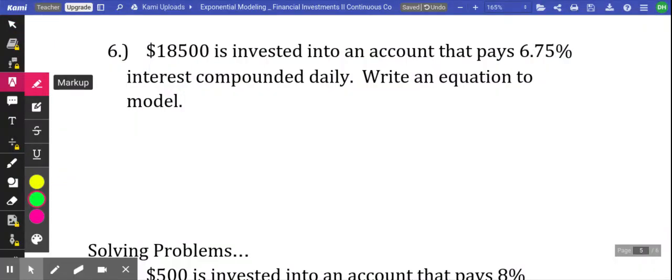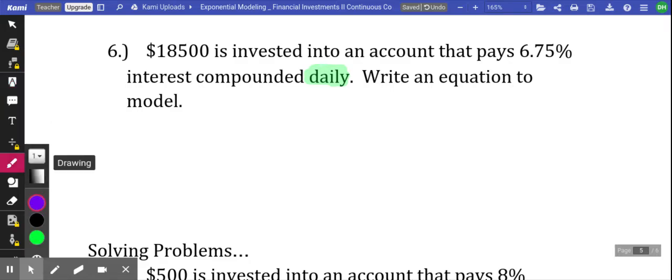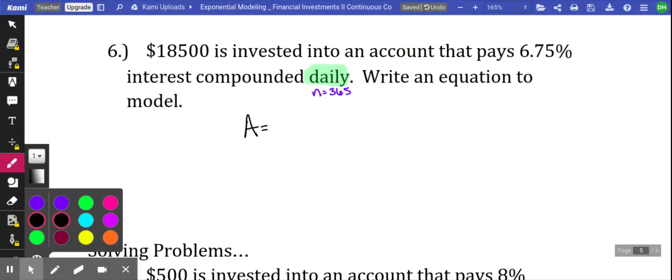Okay, how about this one for a little twist? We're compounded daily. If you compound daily, your n is going to be 365. So it's not quite continuously, and we can't use the PERT formula. We're going to stick with the original periodic compounding interest formula. The amount of money we've accumulated is equal to 18,500 multiplied by 1 plus my rate divided by 365, raised to the 365t power.